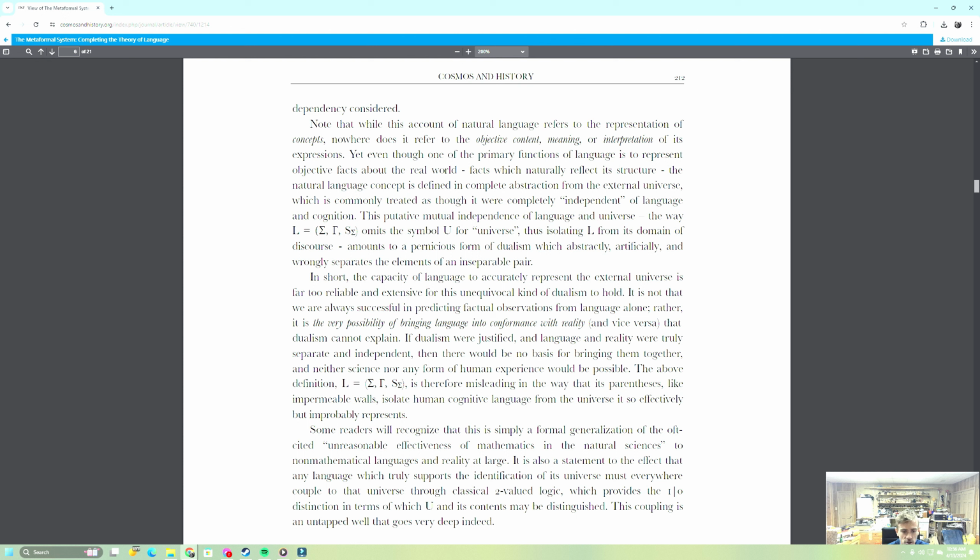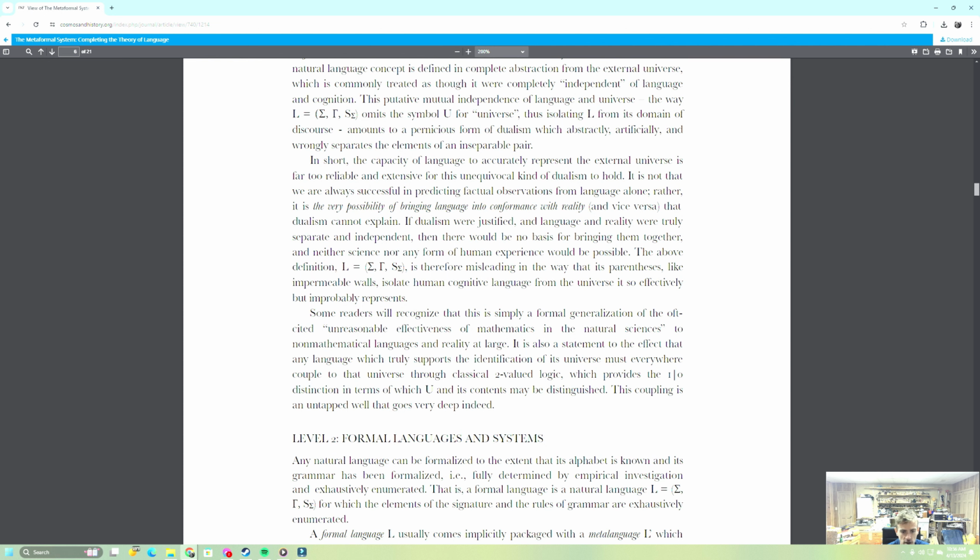The above definition, L equals sigma, gamma, and S of sigma, is therefore misleading in the way that its parentheses, like impermeable walls, isolate human cognitive language from the universe it so effectively but improbably represents. Some readers will recognize that this is simply a formal generalization of the oft-cited unreasonable effectiveness of mathematics and the natural sciences to non-mathematical languages and reality at large.